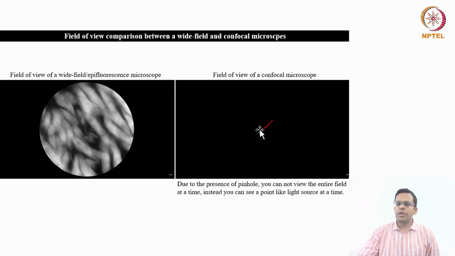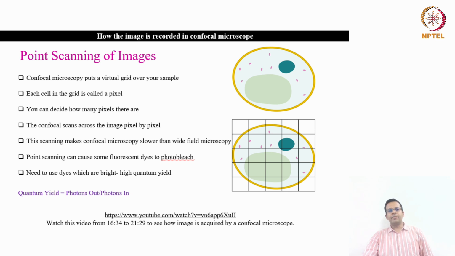So how can the confocal microscope generate the entire image of the specimen like this? Okay, so we'll see it here. Point scanning of the image. So how is the image recorded in the confocal microscope?